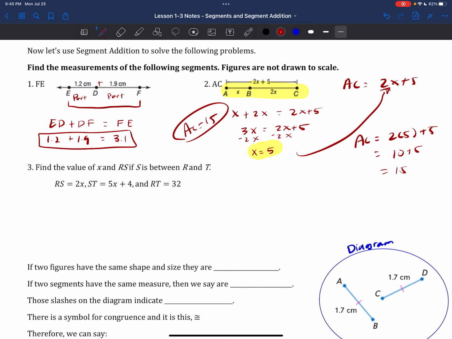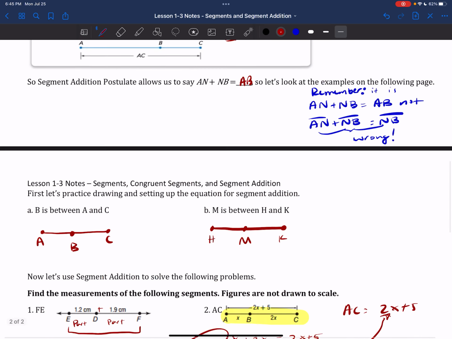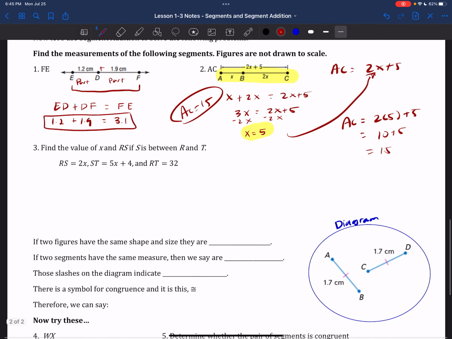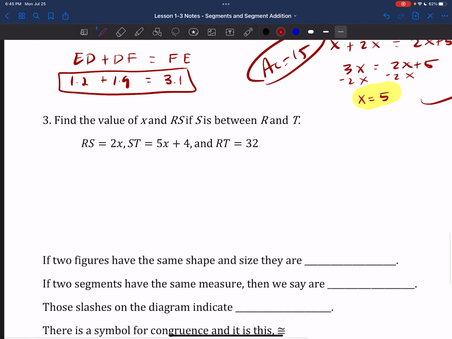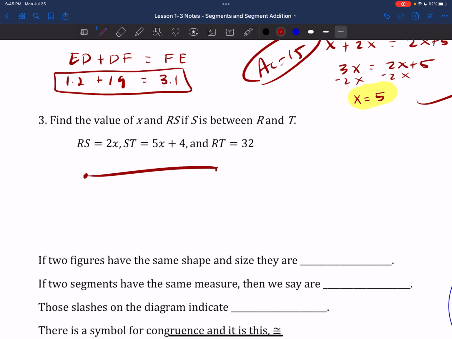Lastly, it says find the value of x and RS if S is between R and T. So it has no picture. That means we have to construct it on our own. But we are already familiar with this because we've done A and B over here, right? All we got to do is read the directions and start putting things together. So here's R, here's T, and we know that S is between R and T, right? So S is right here. If RS is 2x, so this whole thing is 2x, and then ST is 5x, the whole thing, R and T, is 32.